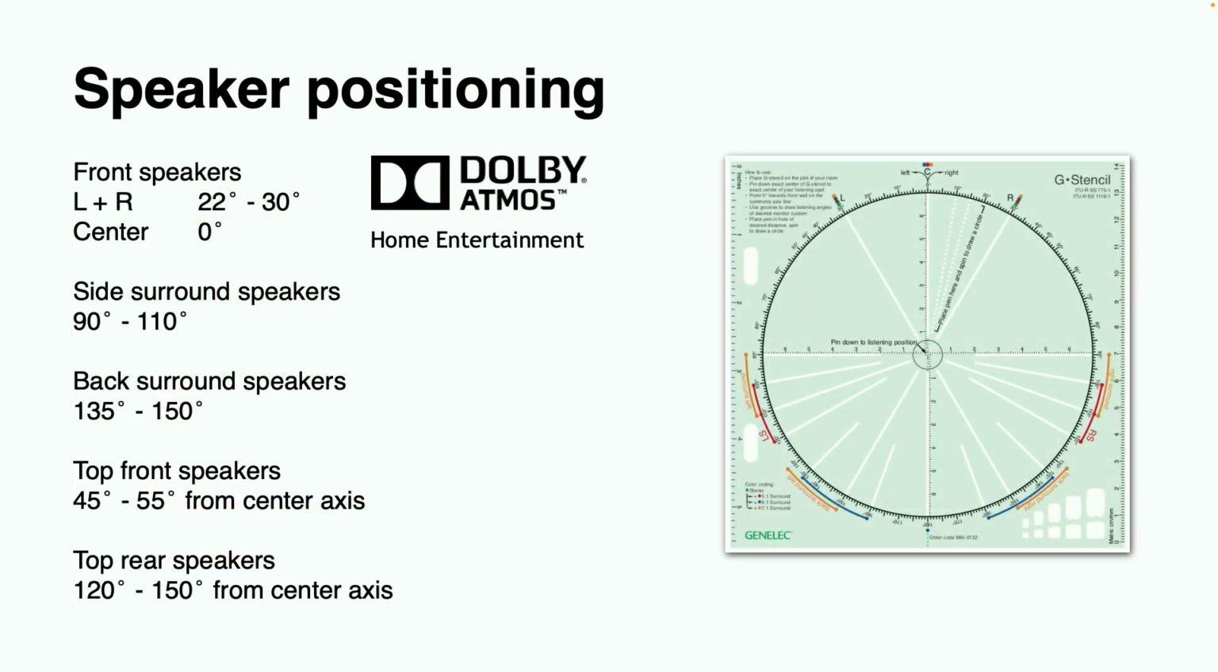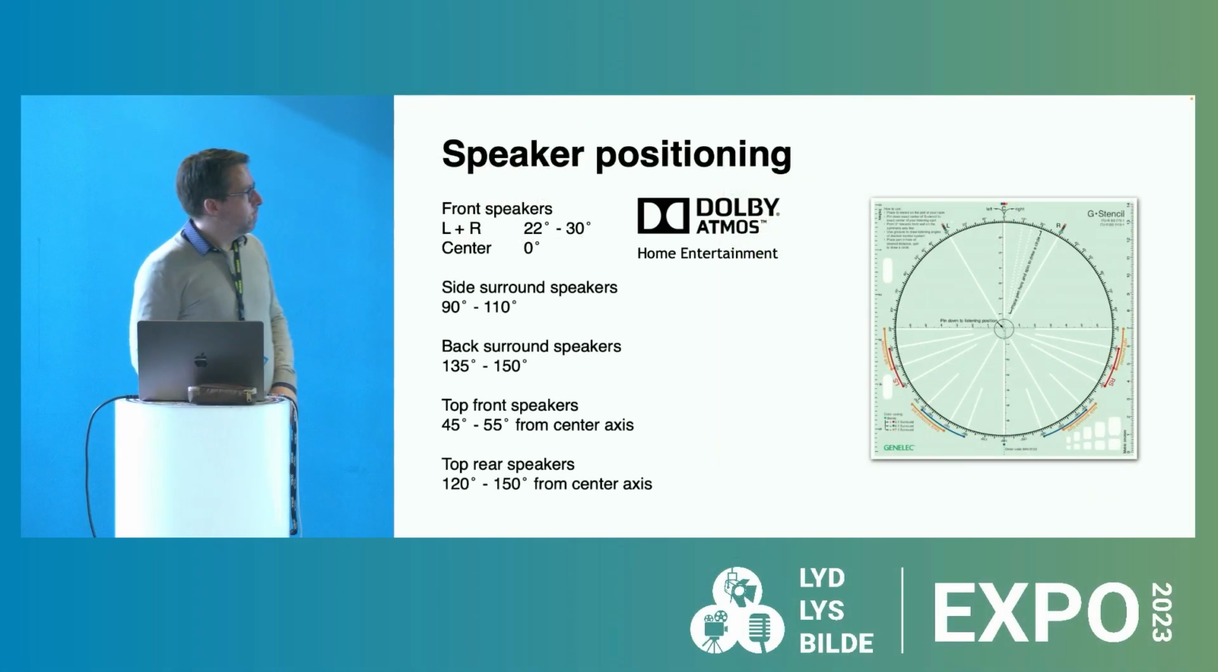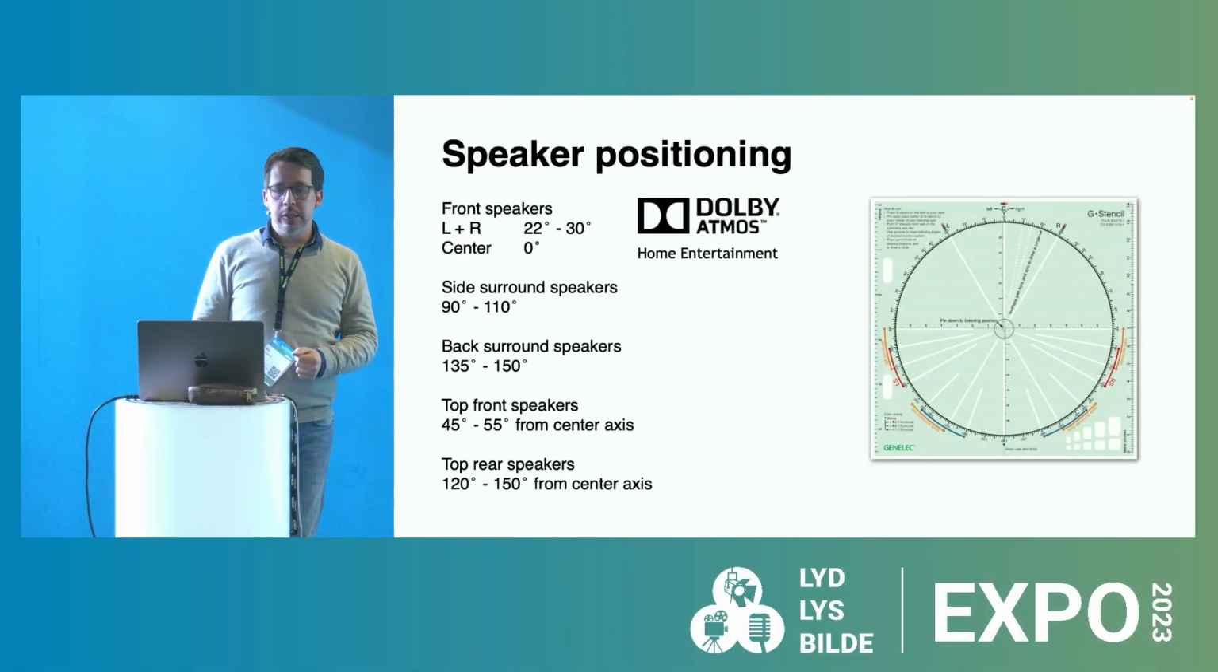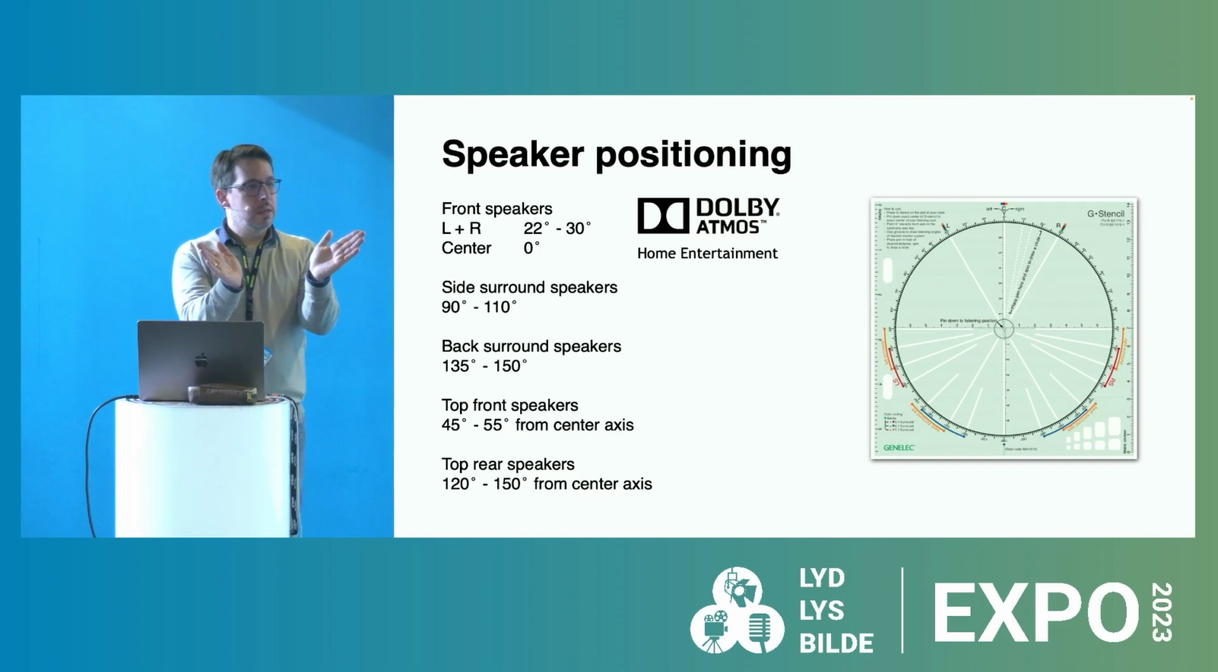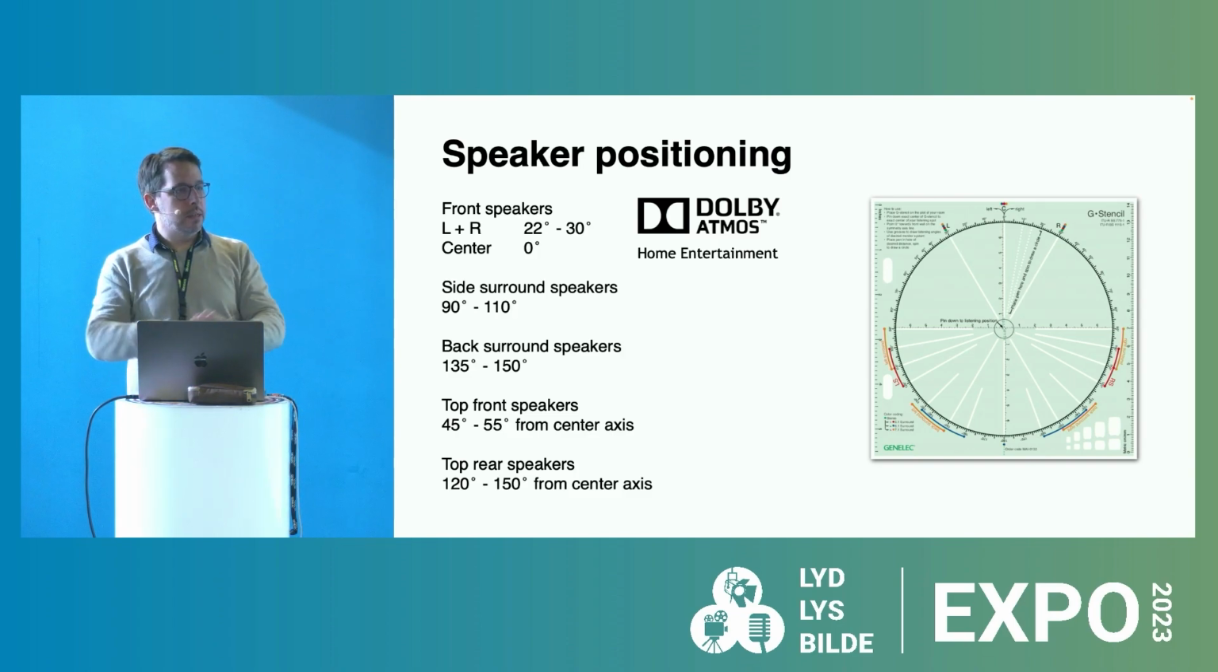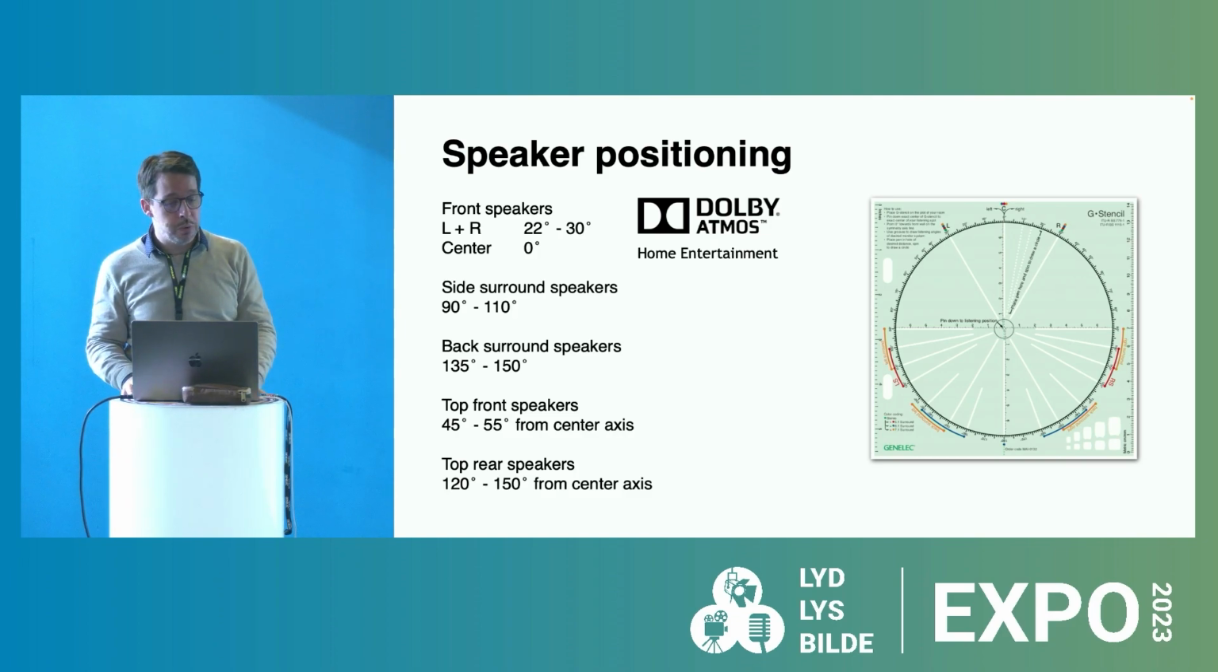When we look at the speaker positioning, so where do I place the speakers now? In this case, again, I'm talking about Dolby Atmos. But if you set up a Dolby Atmos home entertainment setup, you will also be able to work in Sony 360 and in Auro 3D. This is basically a good base for things. As we already know in stereo, the left and right speakers are up to 30 degrees left and right of my center axis. Nothing has changed with that.